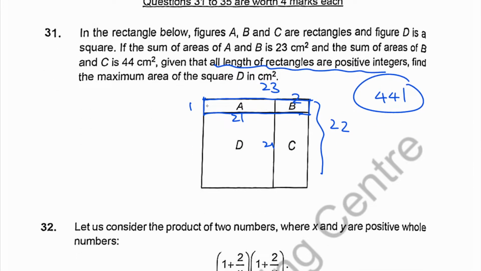Okay. So this statement, I'm tempted to believe that all lengths of the rectangles are positive integers refers to the fact that length and width are both positive integers, not just the length. Yep. But making that assumption, it will be 441.